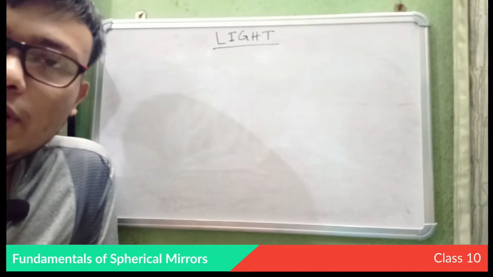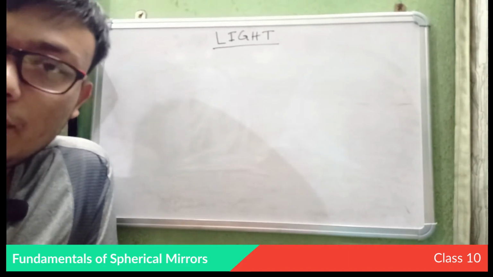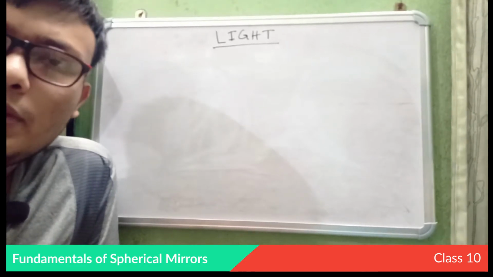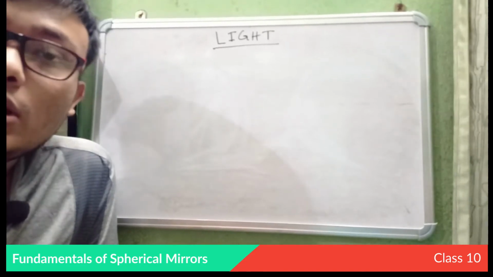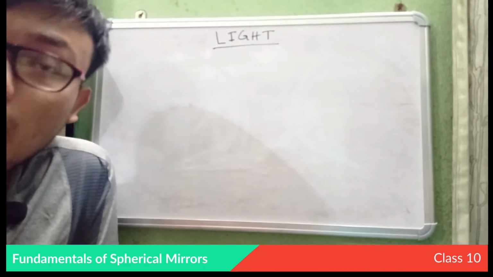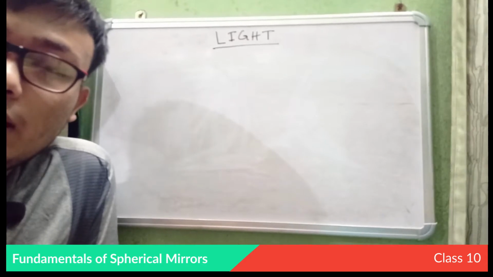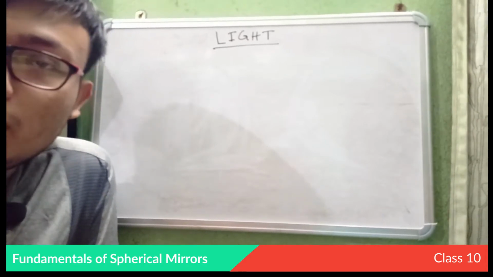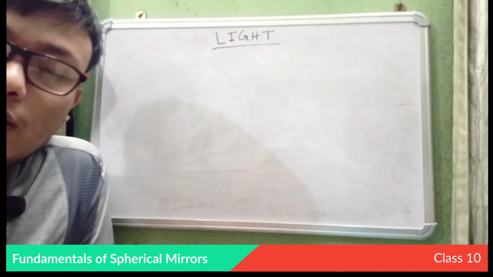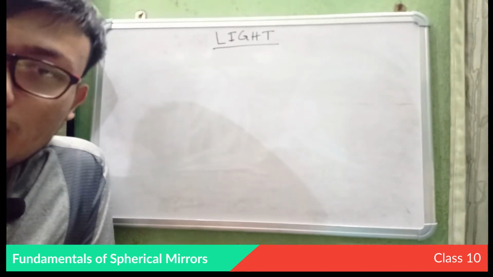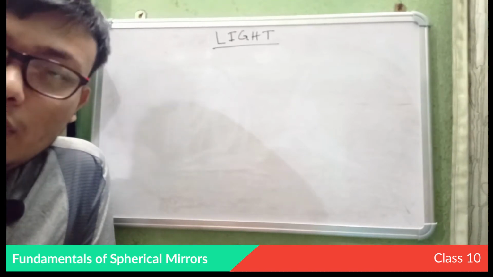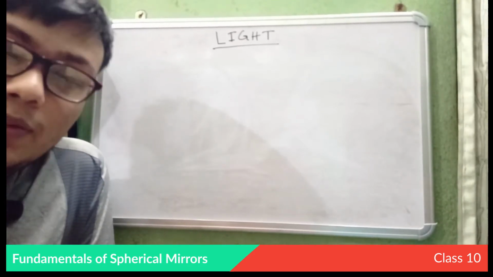In my previous video I was discussing the chapter light with you guys. In my previous videos I had covered many topics like the laws of reflection, the characteristics of images found by a plane mirror, why we need spherical mirrors in our daily life, and the two types of spherical mirrors. As a small recap, spherical mirrors are a part of a hollow sphere, and there are two types of spherical mirrors. One is a concave mirror and the other one is a convex mirror.